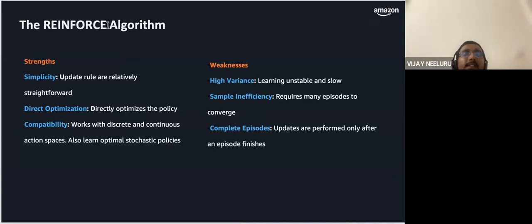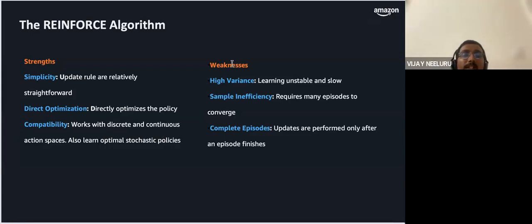Here we will see the strengths and weaknesses of the REINFORCE algorithm. The first strength is simplicity. The core concept and update rules are relatively straightforward, as we discussed in the previous slide. The second is direct optimization. Value-based algorithms such as deep Q-networks operate by first learning the action value function, then deriving the policy. But in the REINFORCE approach, we directly optimize the policy for the objective function. The third one is compatibility. It works naturally with both discrete and continuous action spaces, and it also learns stochastic policies.